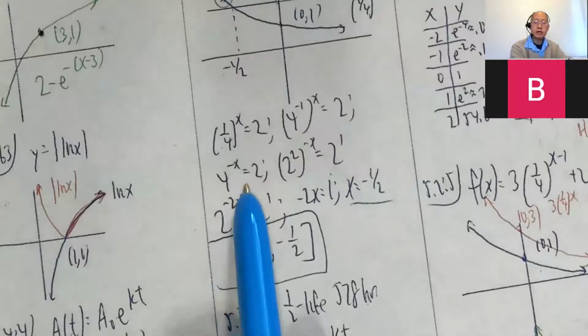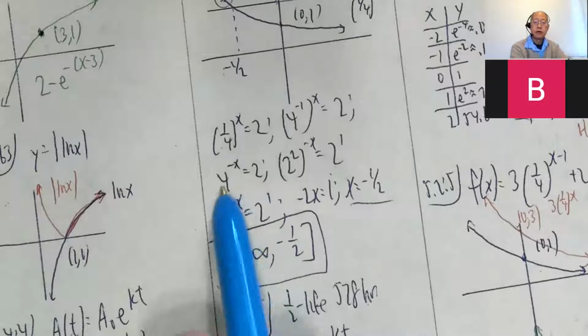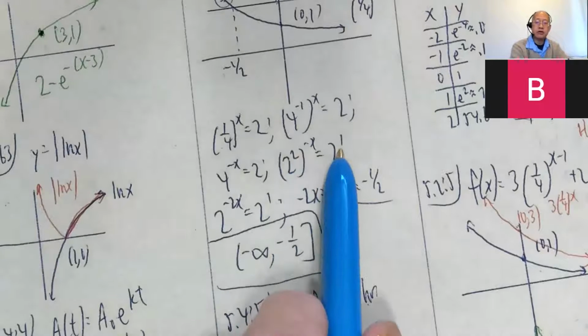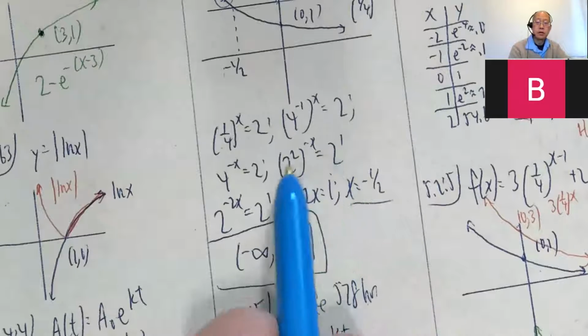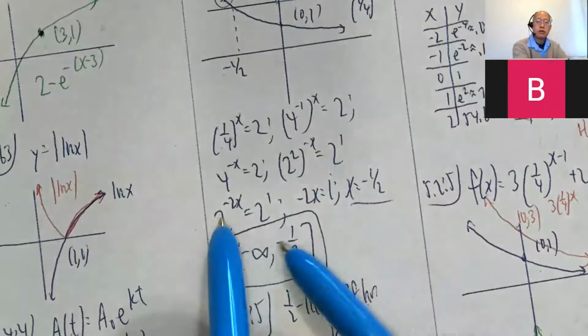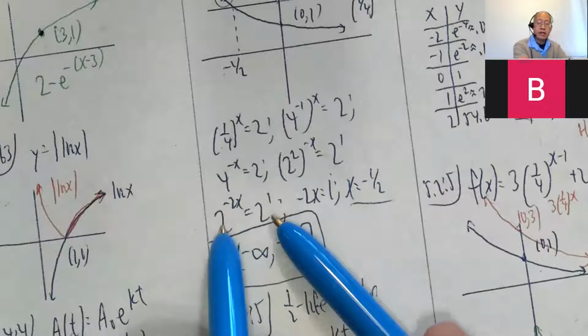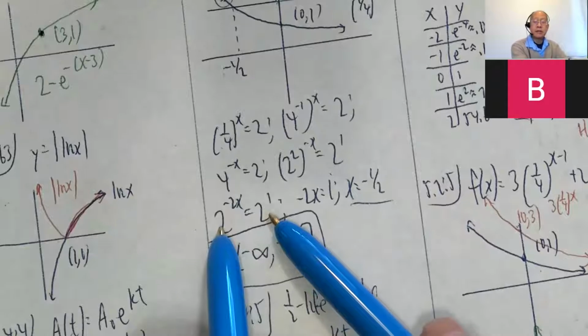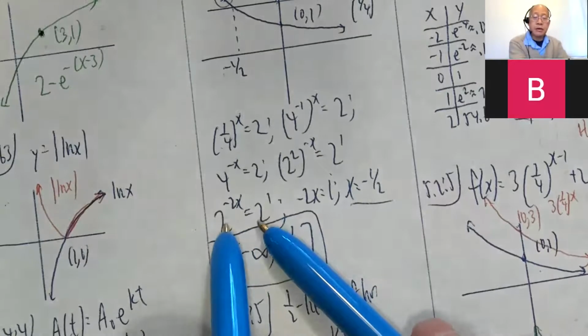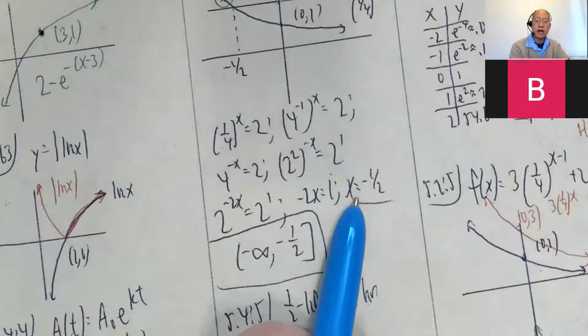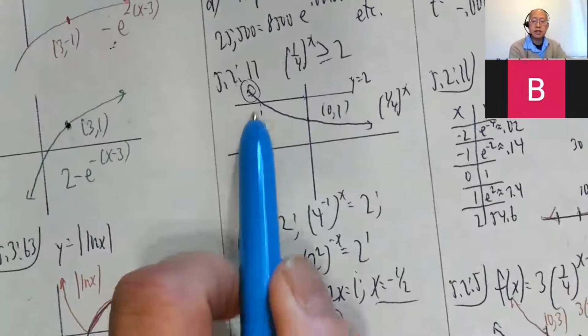So I get 4^(-x) = 2. 4 is 2 squared, so (2^2)^(-x) is 2 to the first power. Distribute here: 2^(-2x) equals 2^1. So I got the bases to be the same. This is a typical technique for something like this. Get the bases to be the same. Once the bases are the same, the exponents have to be the same. x is negative 1/2.